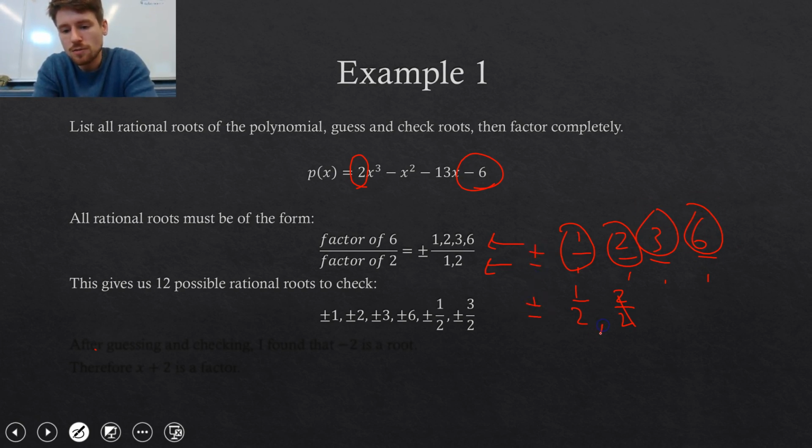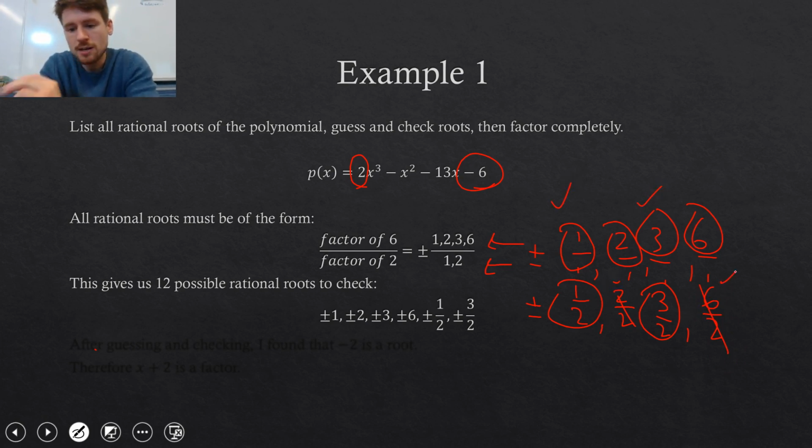We already listed 2 over 2. We have 3 over 2. We haven't listed that one yet. And then 6 over 2 has already been listed. That's 3. So we have 6 possible things here: 1, 2, 3, 4, 5, 6. And then the positives and negatives.